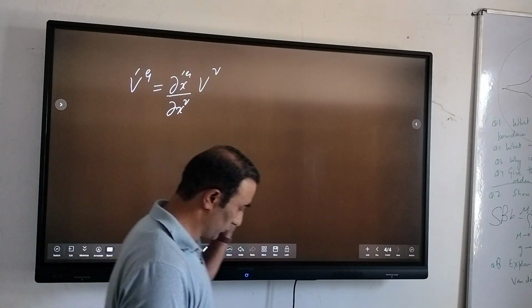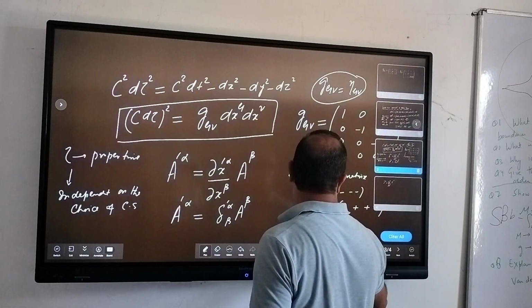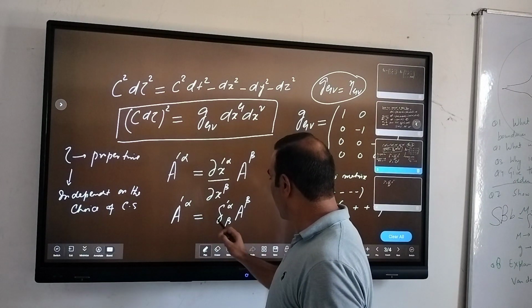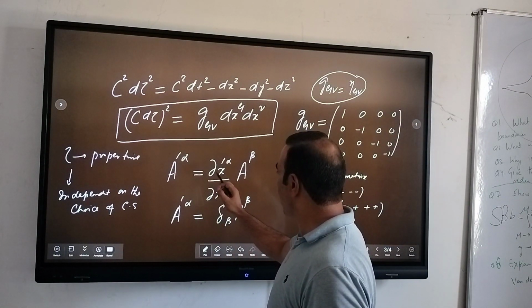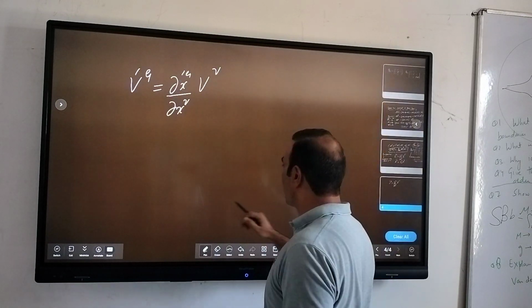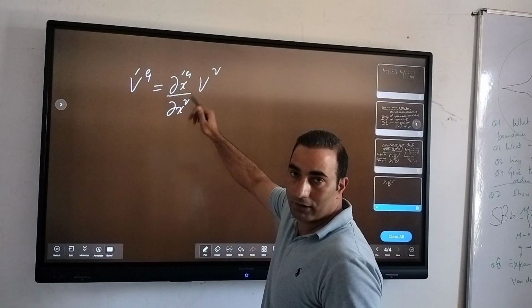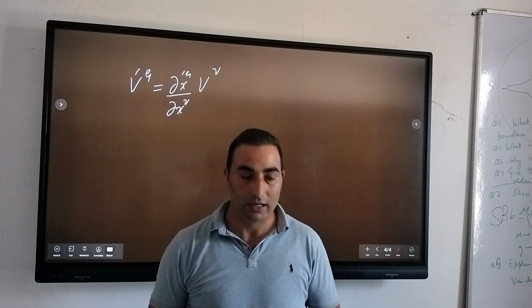Okay, this is clear because I already showed you that our a prime alpha is this one, right? And similarly, you can write for this one also. So that means a prime should be this one, and this is that transformation matrix, or you can write it in terms of that canonical delta also, right?